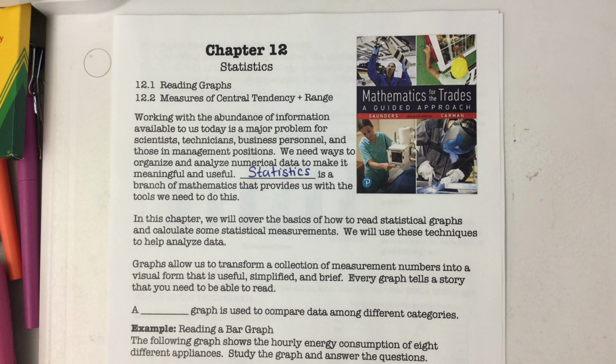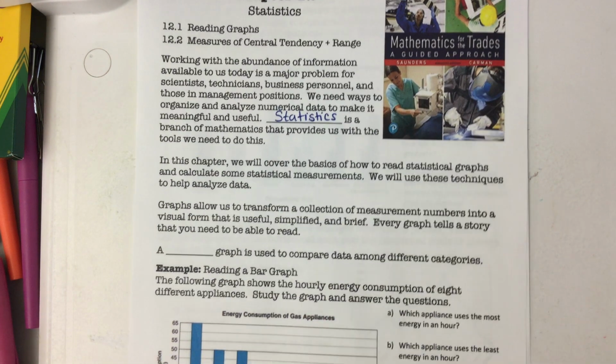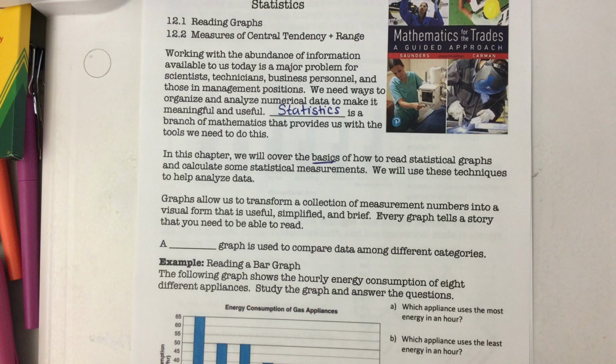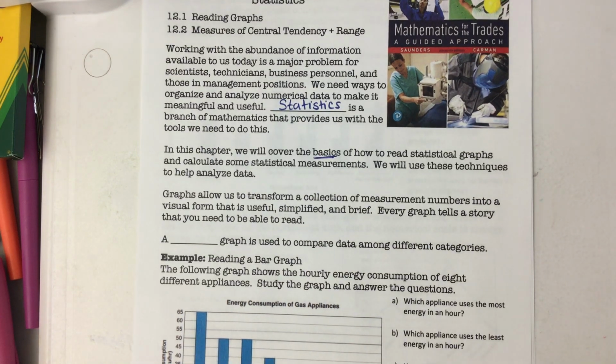We can take numerical data and create graphs and do some calculations and all of those different things. So in this chapter, we will cover the basics, okay? So no fear here, we're just looking at basics of how to read statistical graphs and how we can calculate some statistical measurements. We will use these techniques to help analyze some data, starting off with some graphs. Graphs allow us to transform a collection of measurement numbers into a visual form that is useful, simplified, and brief. Every graph tells us a story, and you need to be able to read it.